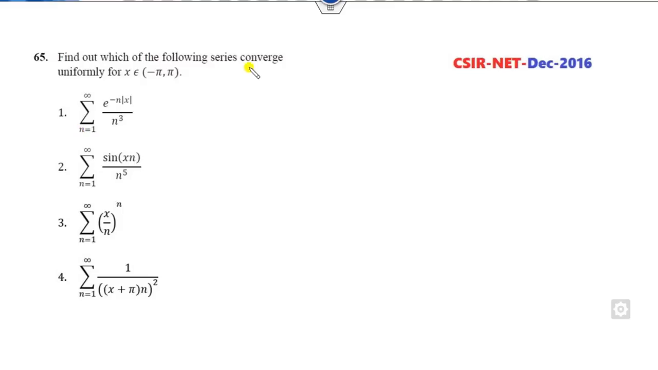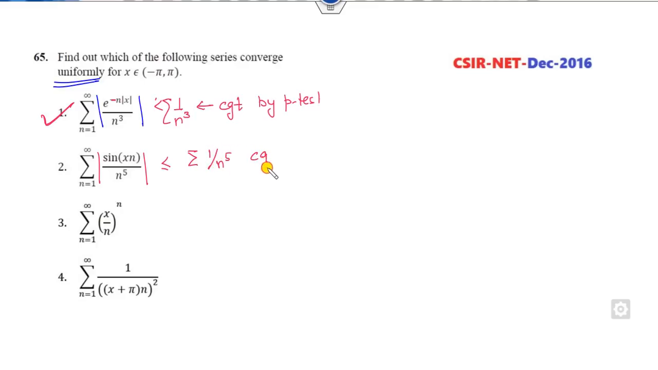Okay, which of the following sequences converges uniformly? So you have to start with the modulus sign. This is a negative power, so it will be less than 1 over n cube, which is convergent by the p test. Once it is convergent, it means this is uniformly convergent. You can start with the modulus sign here, which is less than 1 over n raised to power 5, which is again convergent by the p test.